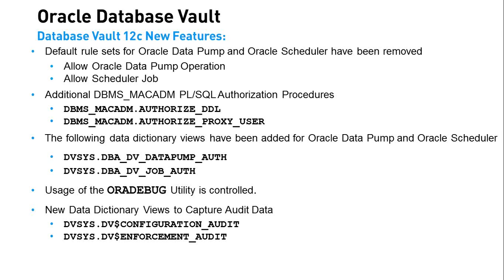Another two views have been introduced in the DVSYS schema: the configuration audit view, which provides information about Database Vault configuration changes made to Database Vault, and the enforcement audit view, which allows you to get information about the activities that affect Database Vault enforcement policies. So this is all about Database Vault and its features in 12c.